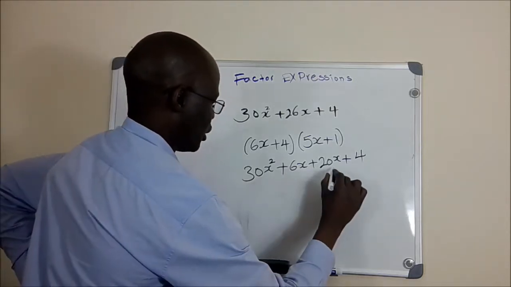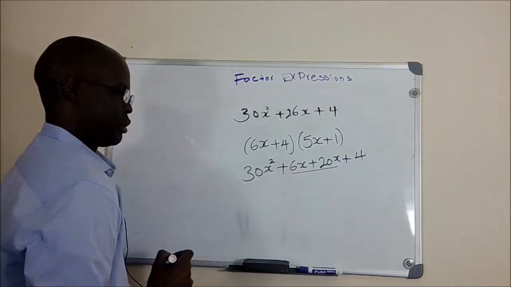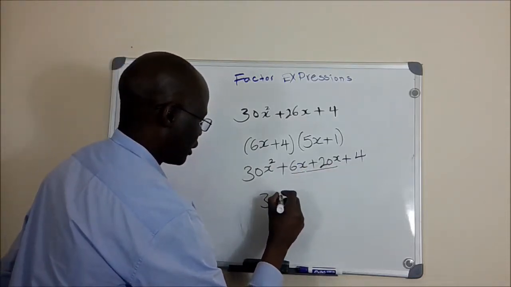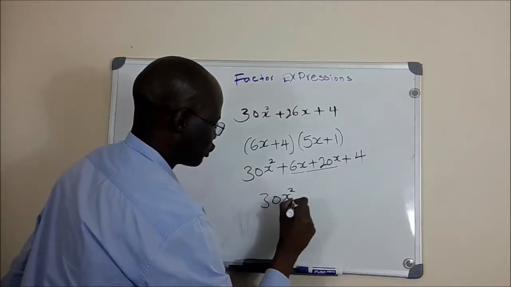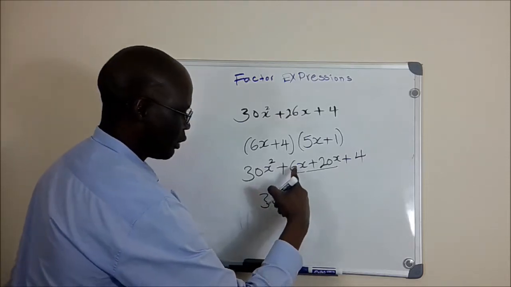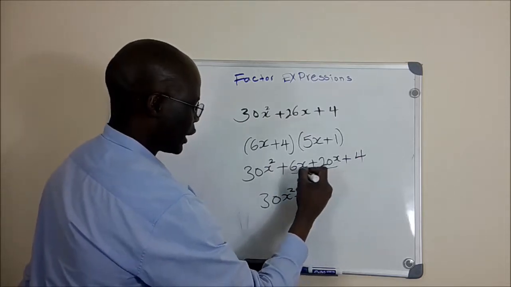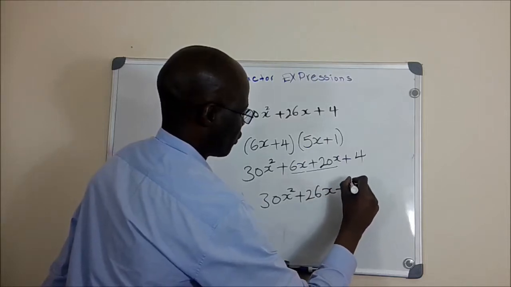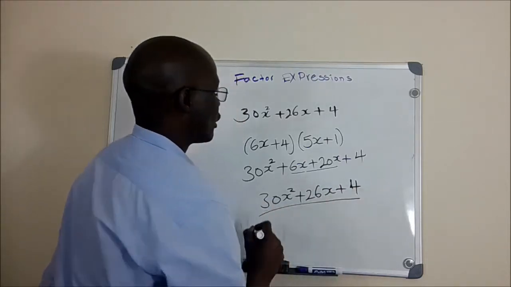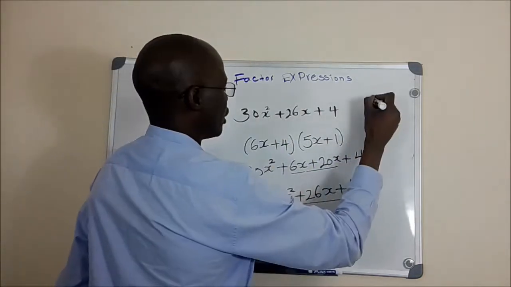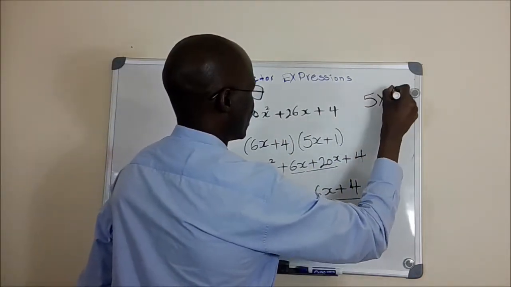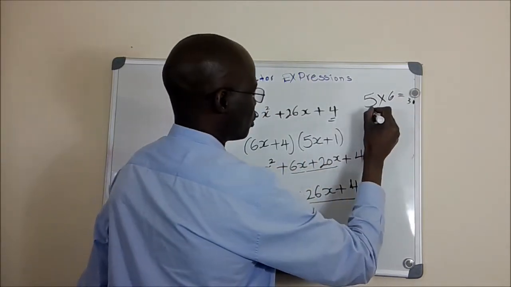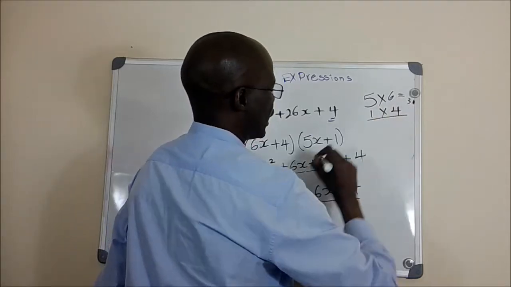So we're going to combine those two numbers. You're going to have 30x power 2 plus, because those are x plus x, you should get 26x plus 4. So we got it right. Those two numbers should be 5 times 6 equal 30, we said. For the last one, it should be 1 times 4. And that's how you get it.